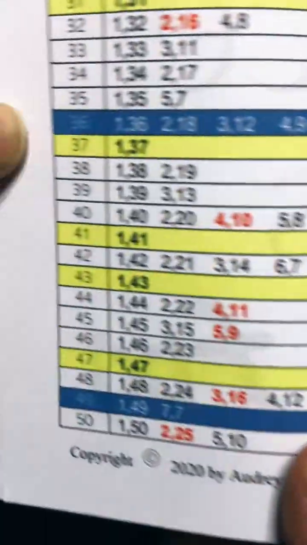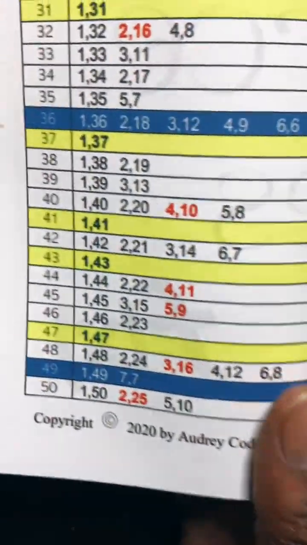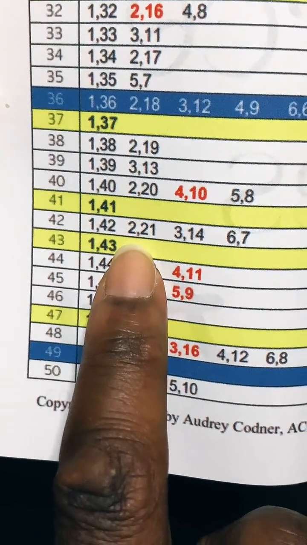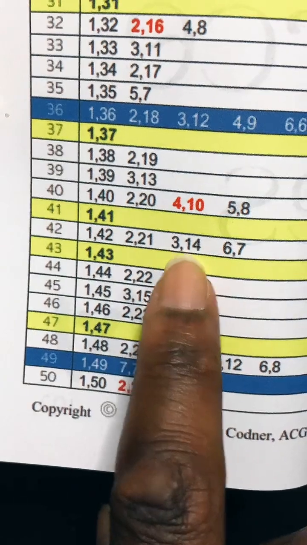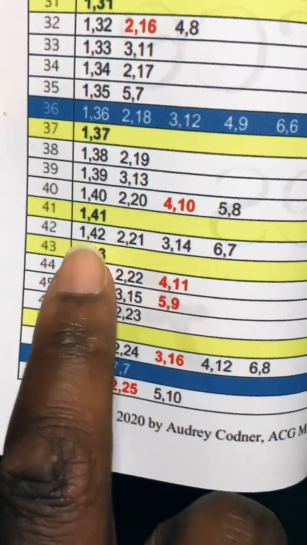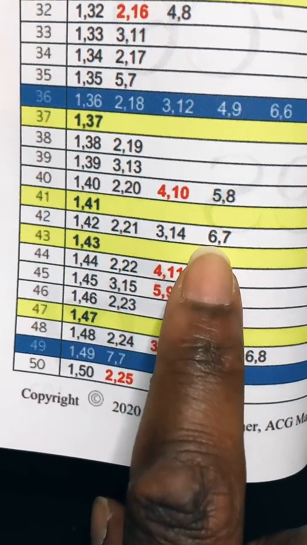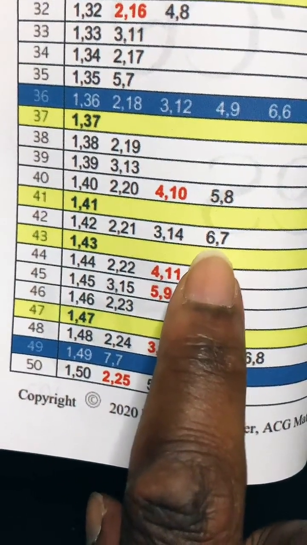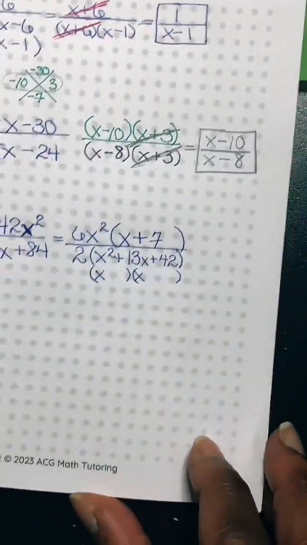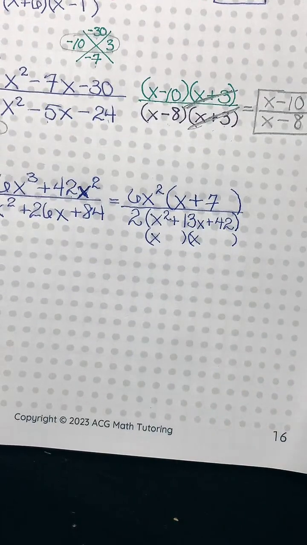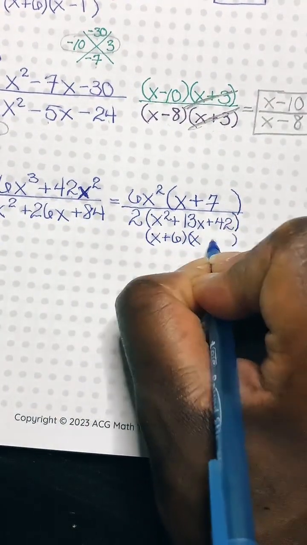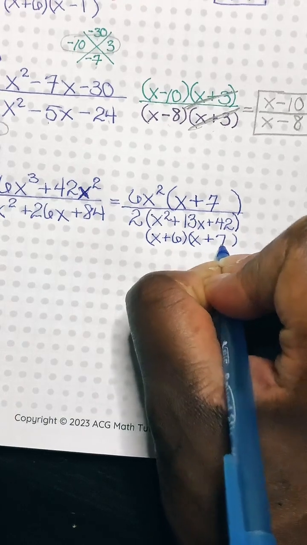Okay, so if we go with 42s, 42, here we go. We got 1 and 42, 2 and 21, 3 and 14, and 6 and 7. So which one of them, if I add them together, will give me 13? It's going to be your 6 and 7. All right? So when you come in, you have your plus 6 and your plus 7.